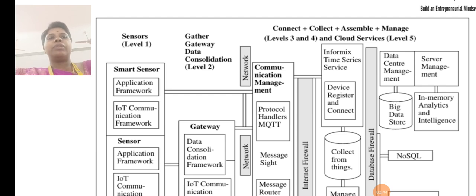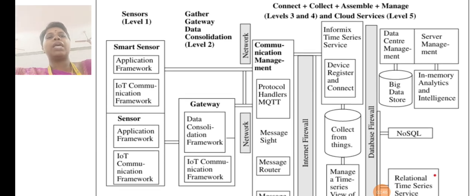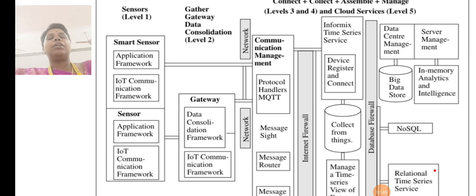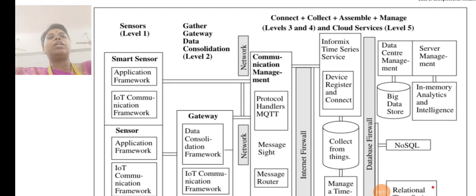So the first level is the sensors. We may have the smart sensor, which is fixed in the application framework, and also the IoT communication framework. We have two categories, smart sensor as well as sensor. For both sensors and smart sensors, the major units are the application framework and the Internet of Things communication framework. Through that, it will move to the gather gateway data consolidation.